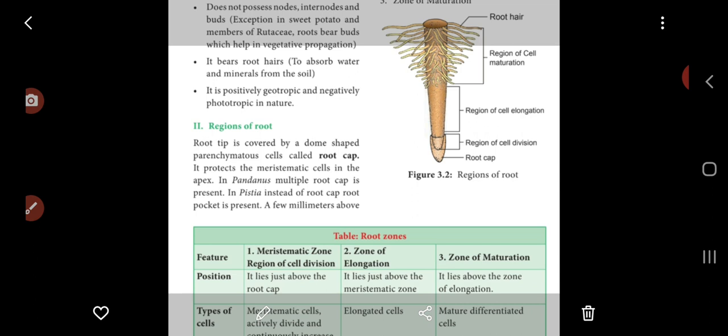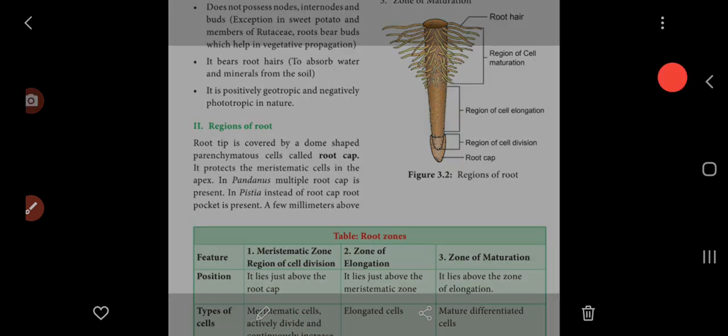But in the case of two plants, in pandanus, அங்கே root cap இங்கே வந்து நம்ம single root cap பார்க்குறோம். But அங்கே வந்து எப்படி இருக்குது, it was an exception. It has multiple root caps. இந்த மாதிரி ஒரு single root cap இல்லை, many root caps present in the pandanus. In another plant, pistia, you already know Eichhornia, pistia, these are water plants, is it? So in this water plant pistia, instead of root cap, what is present? Root pocket is present. So these are the two exceptions in these two plants.